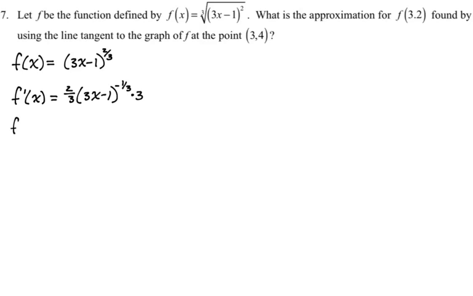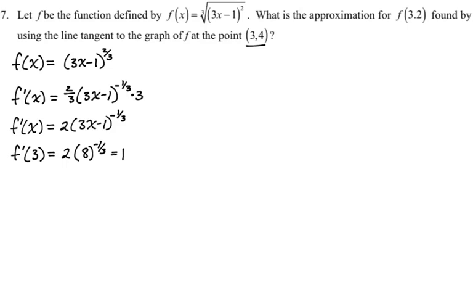And I guess I'll clean that up. So, the 3 and the over 3, might as well clean it up. So we get this. Now we want to sub in, because of the point (3, 4), we want to sub in 3 for x. So f prime of 3 is 2 times 8 to the negative 1/3. So cube root of 8 is 2. So then to the negative first is 1/2. 2 times 1/2. So just 1.